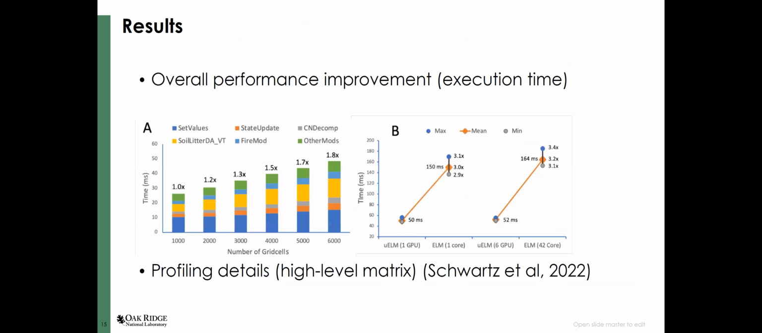So the performance, as I said, we roughly achieved 3 times faster compared to the original CPU code. And these slides also show the weak scalability. So when we increase the number of grid cells, how the execution time changes. This is showing the paper just published recently.